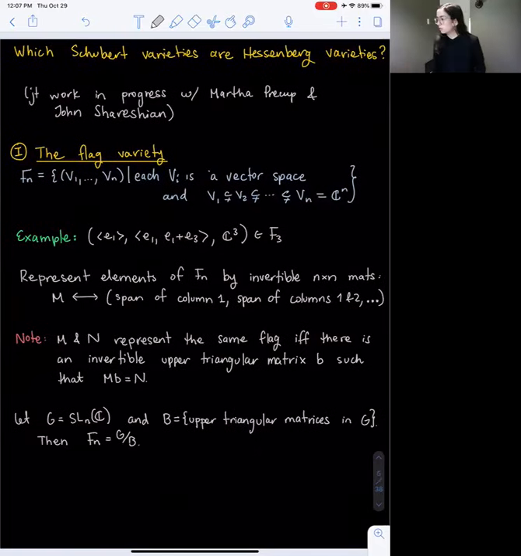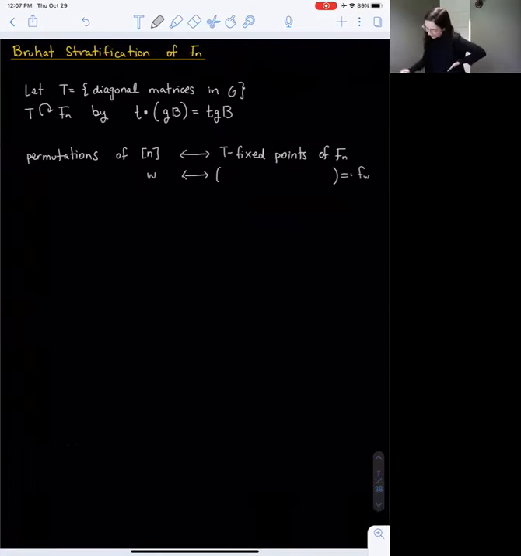Okay, so next we want to talk about the Bruhat stratification of the flag variety. The flag variety plays a central role in combinatorics, representation theory, and algebraic geometry. One of the reasons is this Bruhat stratification.